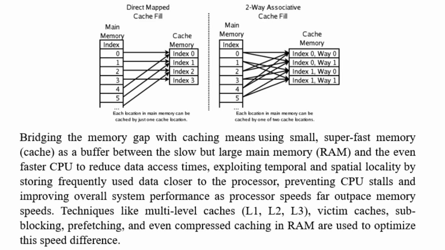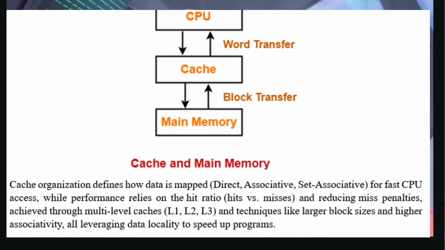Then, cache organization and performance. The effectiveness of a cache is measured by its hit rate, the frequency with which the CPU finds the data it needs in the fast cache rather than having to wait for slow system RAM. When the data isn't there, it's called a cache miss, which can stall the CPU for hundreds of clock cycles.